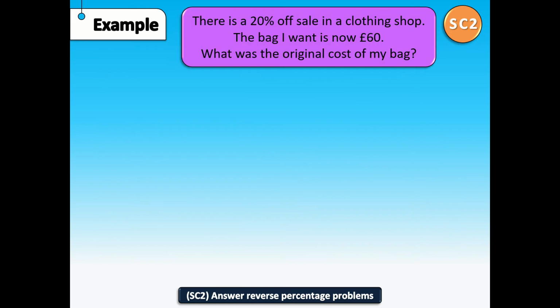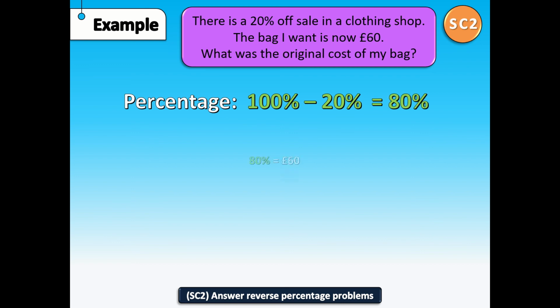So if we have a look at that question, there is a 20% off sale in a clothing shop. The bag I want is now £60. What was the original cost of my bag? Well, if we think about what percentage that £60 is, so we start with 100% and we've taken 20% off. That means we're now left with 80%. So that 80% is the £60. So we want what was the original cost of the bag. So we want to work out 100%.